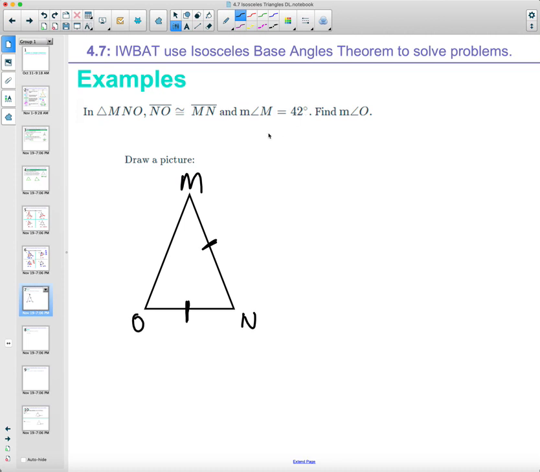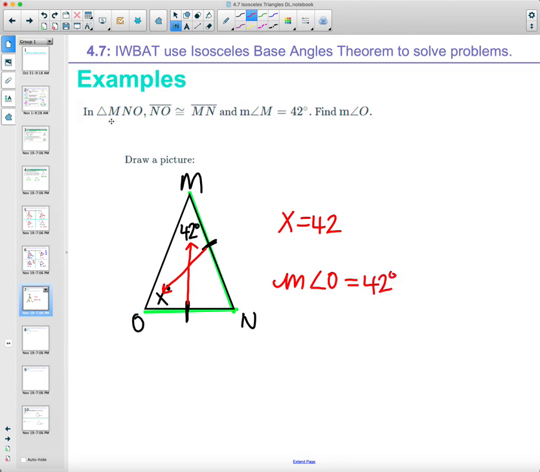And then it's saying that the measure of angle M is 42 degrees. Find the measure of angle O. So I'm going to put an X in here as what I need to find. So now we see that we've got two sides that are the same. So you'll see this side is congruent to this side. So if you go across from those sides, you'll get the angles that are congruent. So this angle is congruent to this angle, which says that X is equal to 42. So the measure of angle O is 42 degrees.